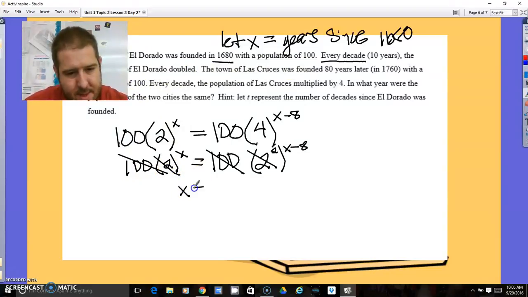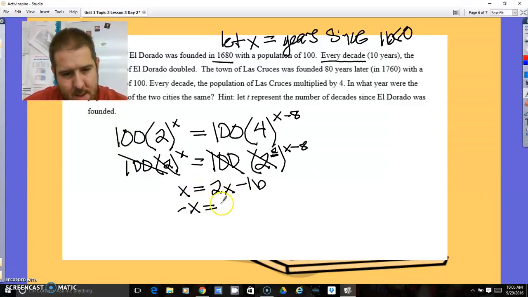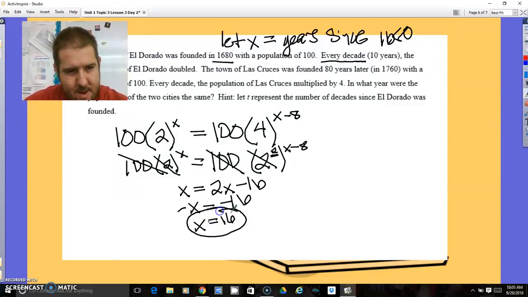And that's going to leave us with x equals 2 times x is 2x. 2 times negative 8 is negative 16. Keep in mind, I'm multiplying by this 2. 2 times x, 2 times negative 8. All right, subtract x from both sides. 2x from both sides leaves you negative x. Subtract 2x equals negative 16. Multiply both sides by negative 1. X equals 16. There it is.